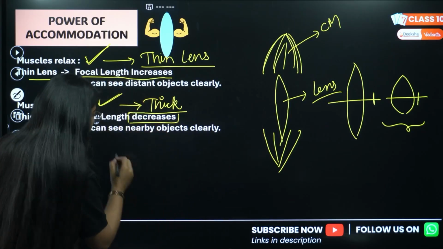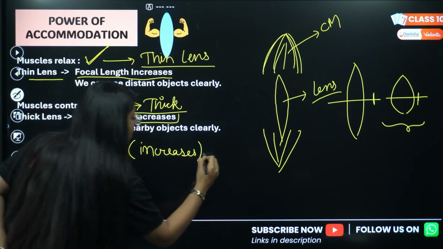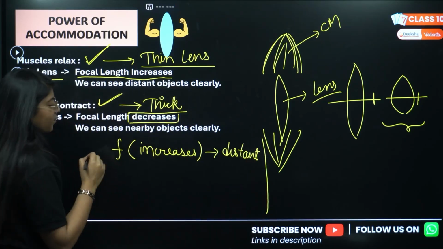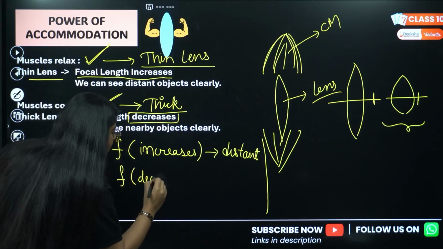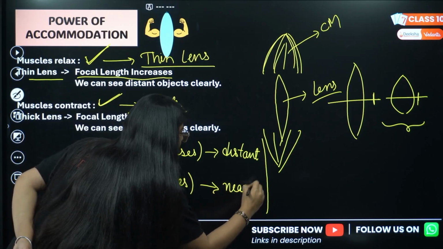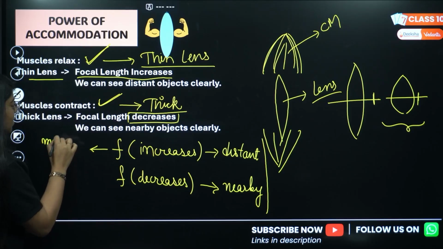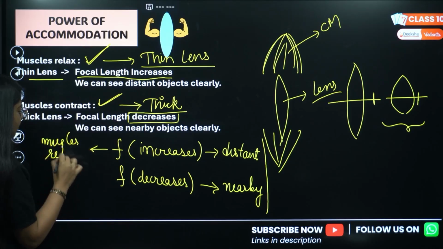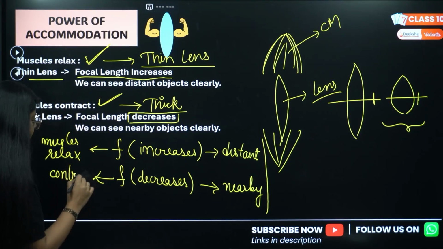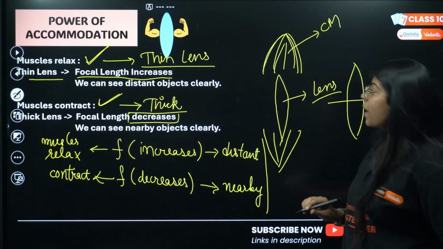So how you can remember: as the focal length of the lens increases, we can see distant objects, that means the object distance also increases. Understood? As focal length decreases, we can see nearby objects very clearly. When the focal length increases, my muscles relax, and when focal length decreases, my muscles contract. Easy, very easy.